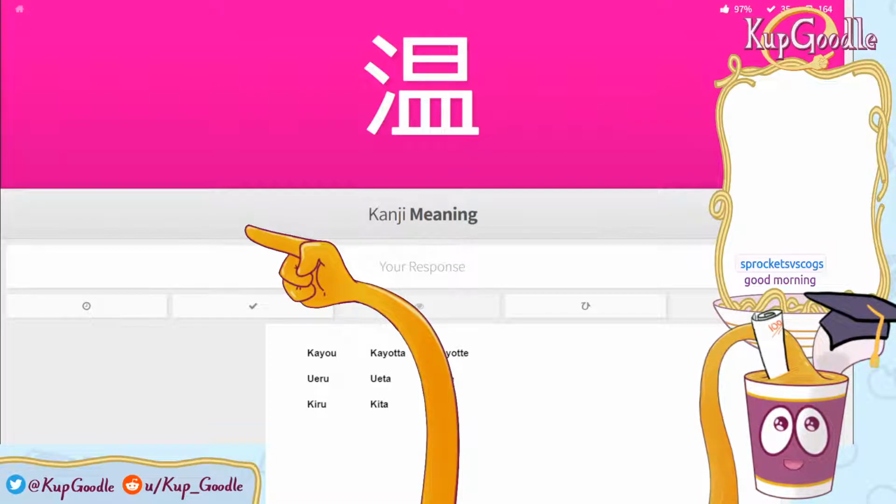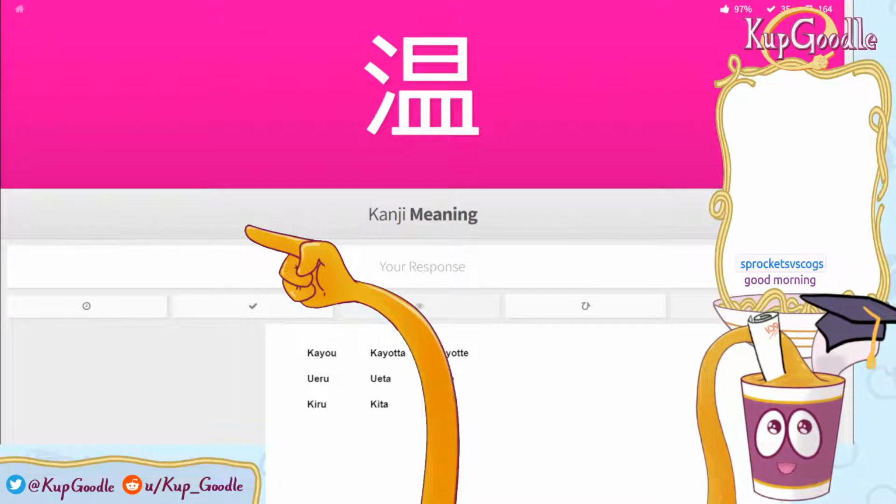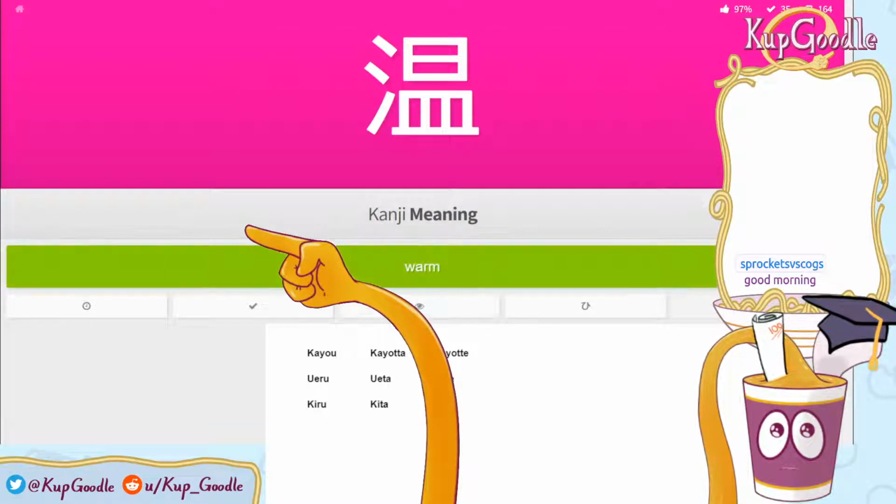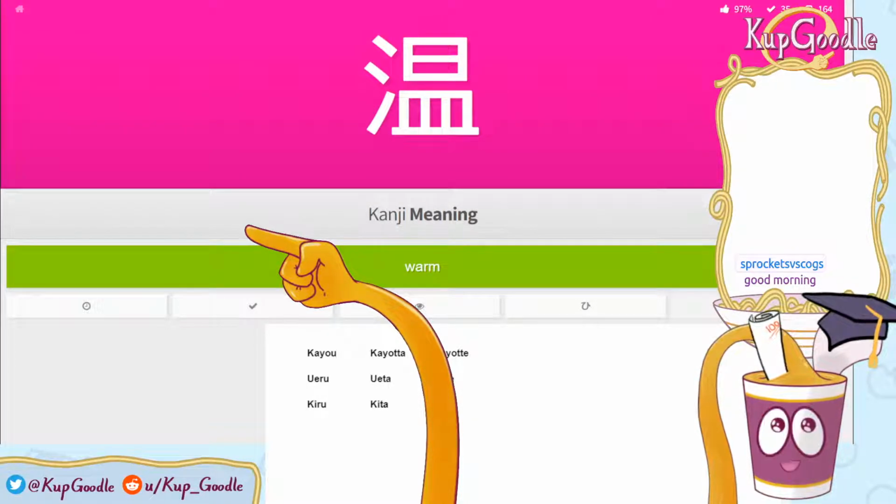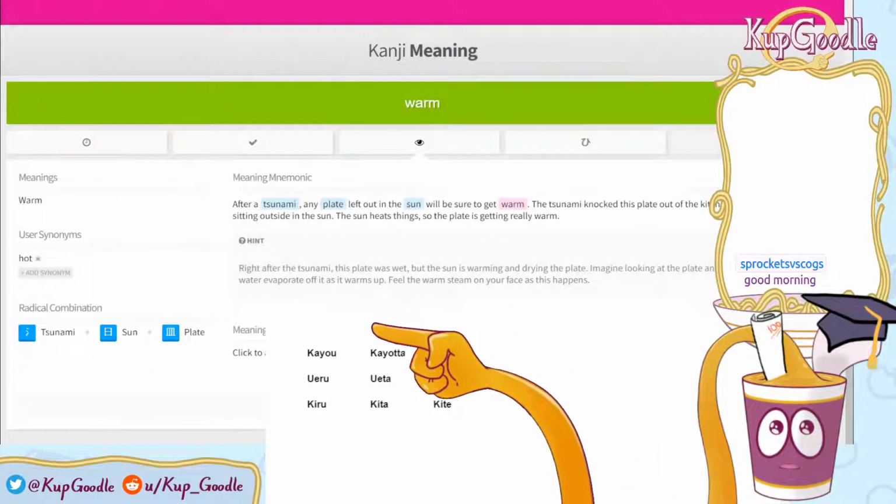I can't stop yawning. That is warm. That is just warm water, right? That's just warm. Warm? Yeah. I guess anything can be warm, but it does have the water.